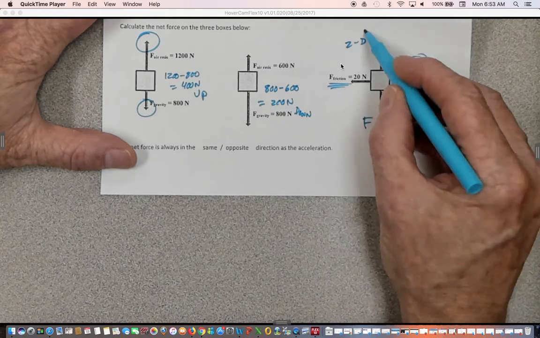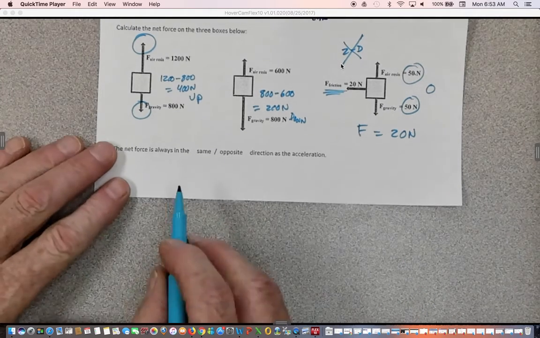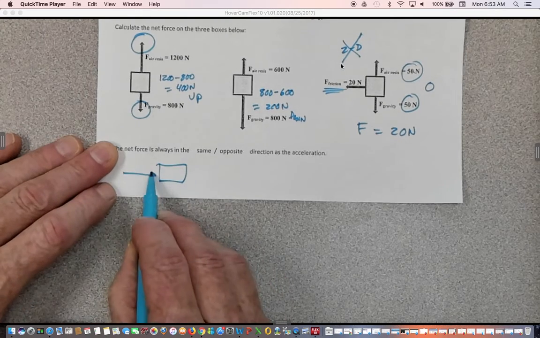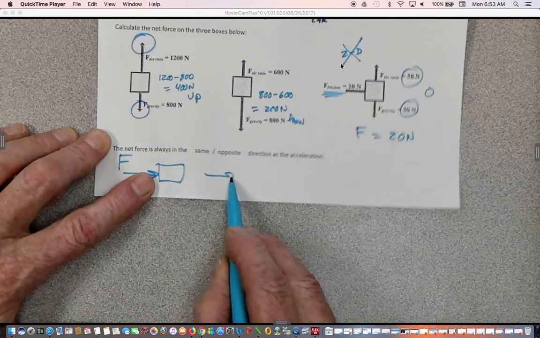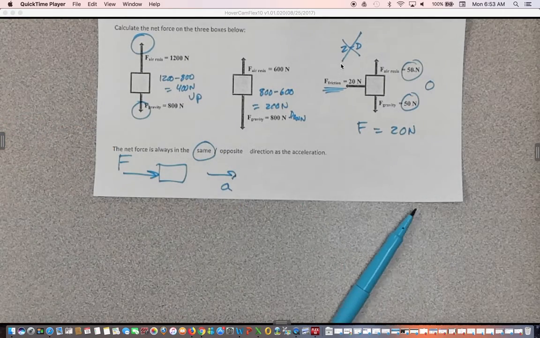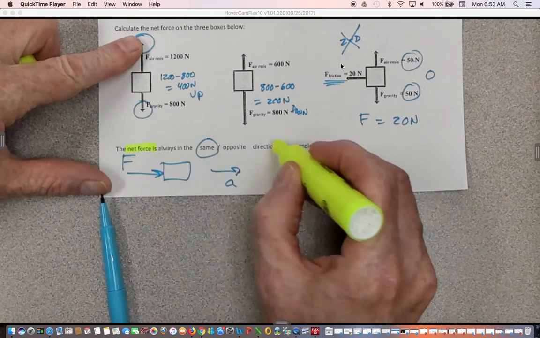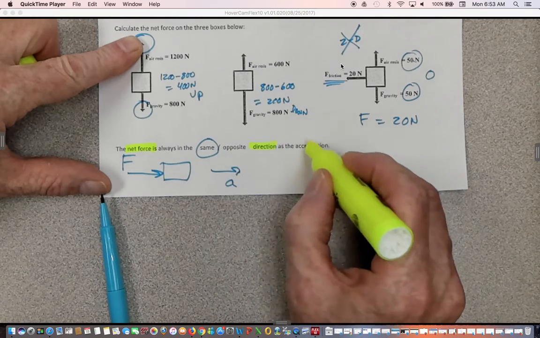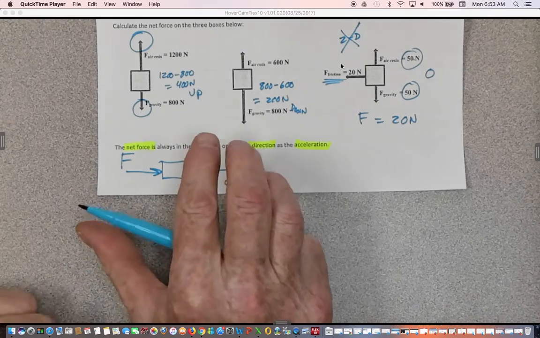This is not a 2D problem. Don't get fooled. When you do get a two-dimensional problem, you do have to use Pythagorean theorem. Now, think about it. If I push with a big force like that, guess what direction my acceleration will be in? Yes, the same. So, the net force is always in the same direction as the acceleration. Net force, same direction as acceleration. That should make common sense.